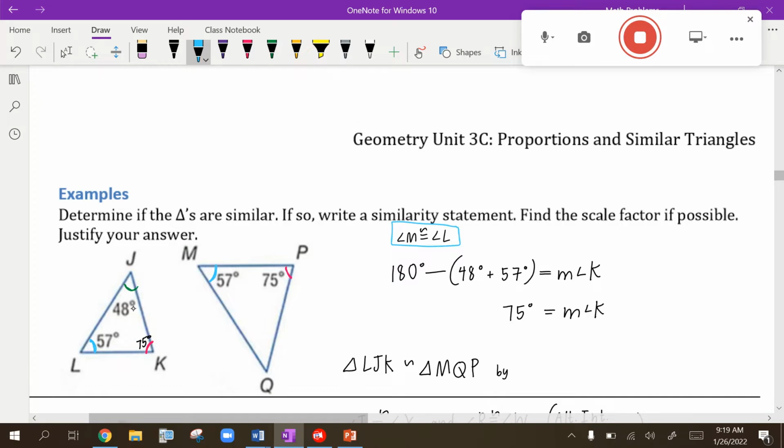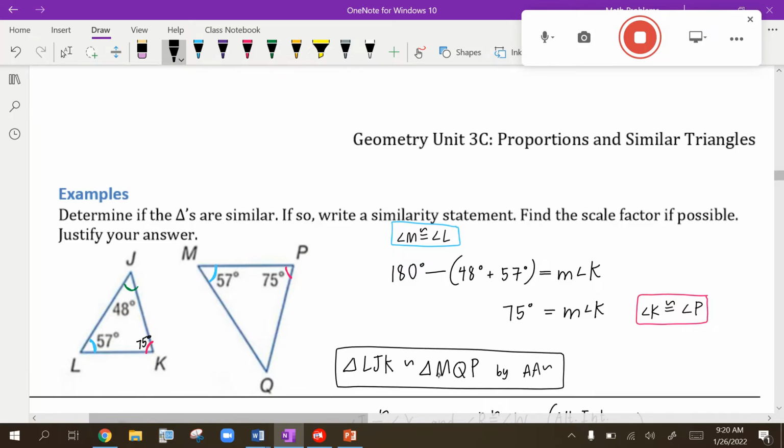Now, it doesn't look like J and P are congruent, but if I find the missing angle, angle K, by using the fact that all the angles have to add up to 180, I find that angle K is equal to 75 degrees. Now, based on the angle K being 75 degrees, I can say angle K is congruent to angle P, which gives me another pair of corresponding congruent angles. Since I have two pairs of corresponding congruent angles, I can say the triangles are similar by angle-angle similarity.